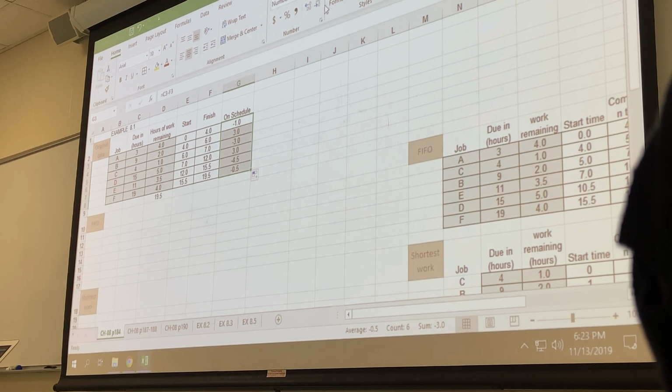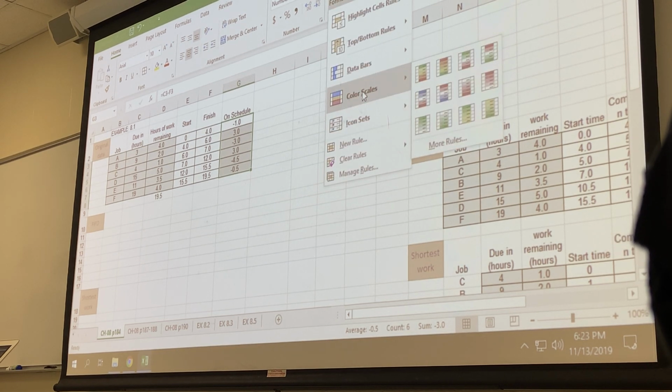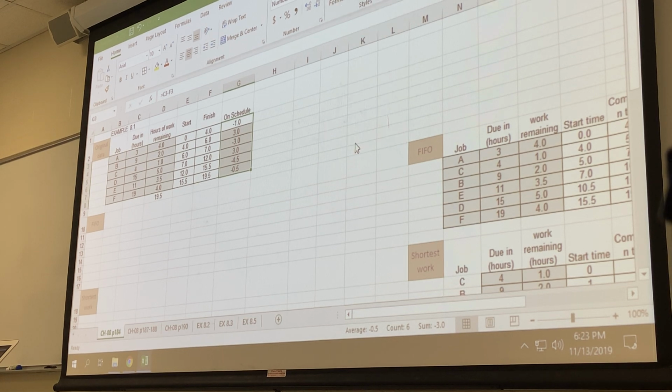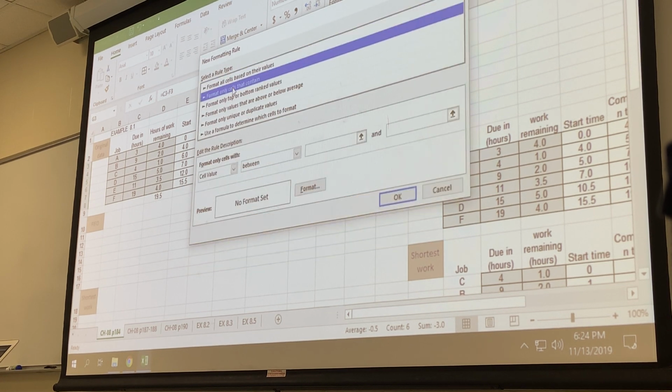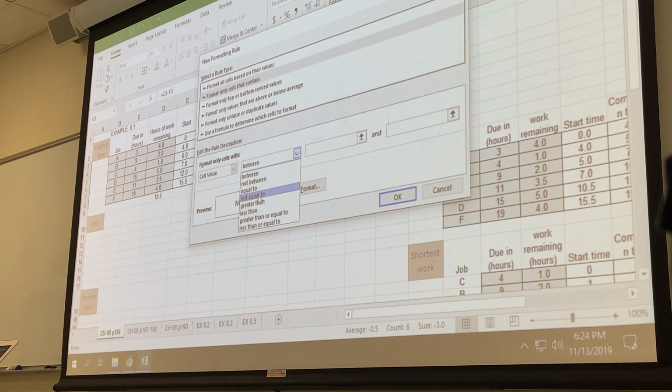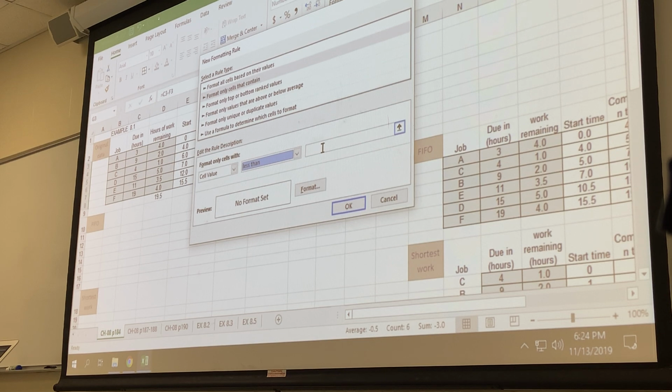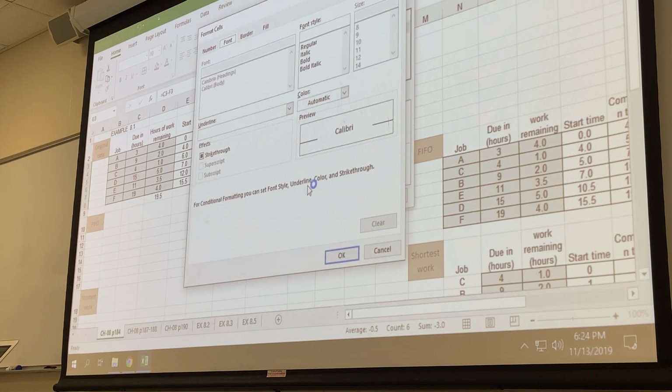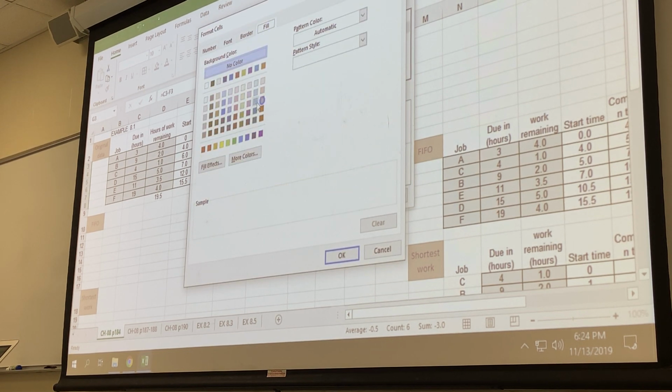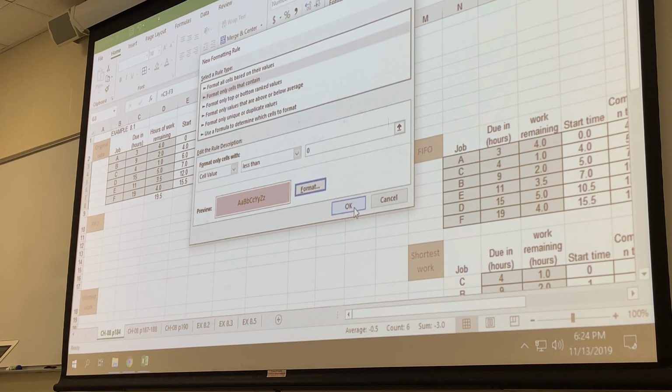There's lots of things you can do. I like to do conditional formatting and put in a new rule, and the rule would be format cells if the cell value is less than 0, then I'm going to give it a fill color of some kind of pink there. So it's bad. That's a bad situation.